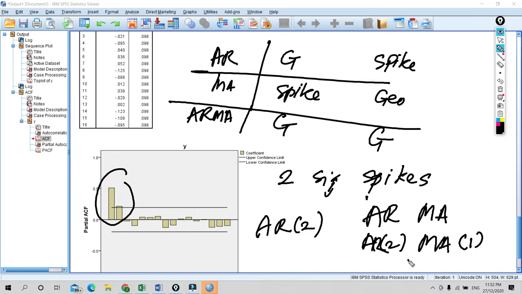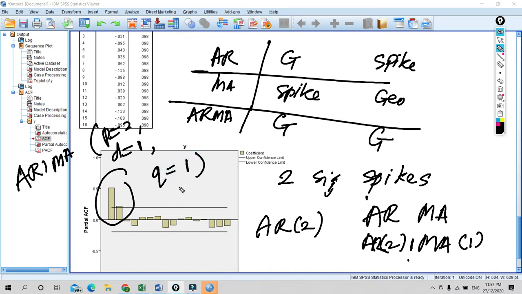I want to do one different thing. So my model here becomes ARIMA, P equal to 2, D, I do one different thing, and Q is equal to, let's say I assume MA1. So AR2 and MA1, ARIMA 2 1 1. So let's say we assume that the model is ARIMA 211.